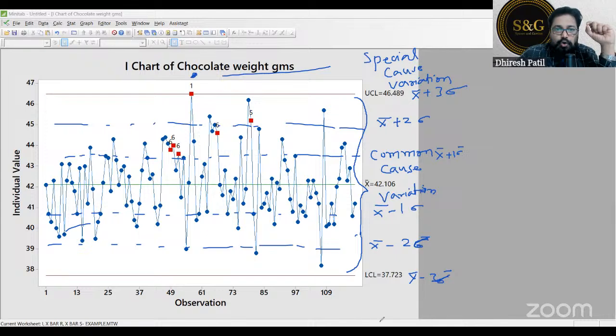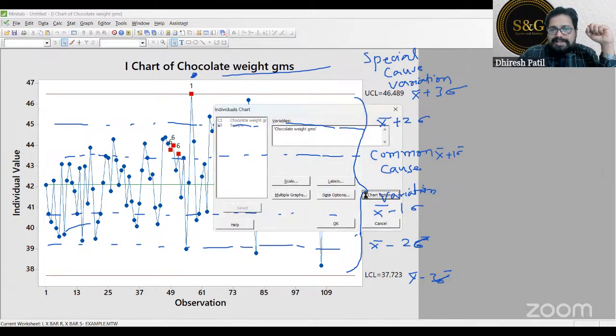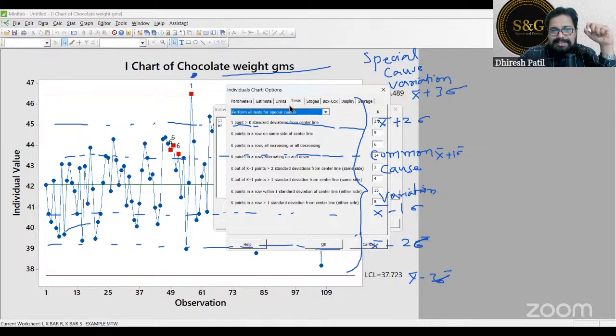So now let's come back to our test. What is our test number 6? Try to understand test number 5 and test number 6. Test number 6 says K out of K plus 1 points more than 1 standard deviation from the center line. That was K is equal to 4.